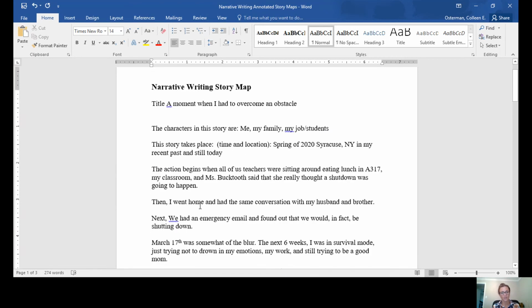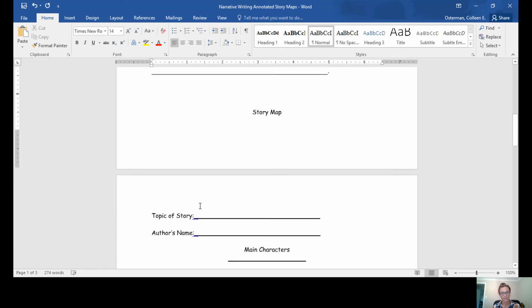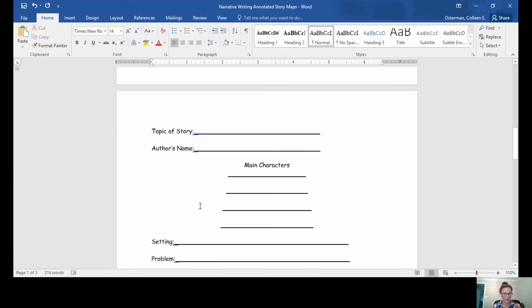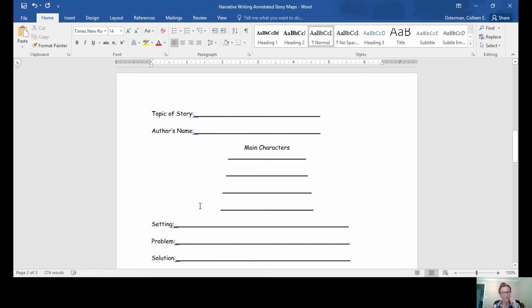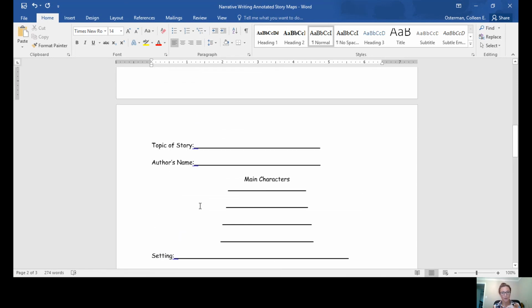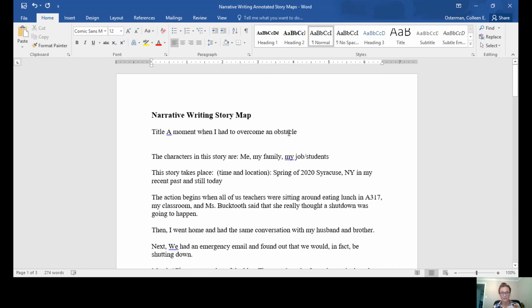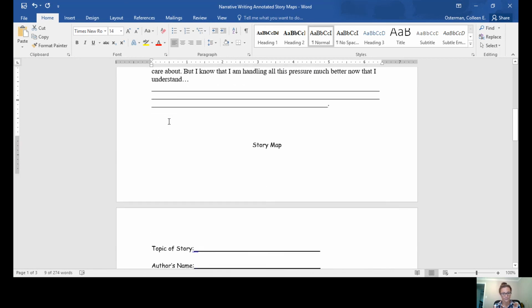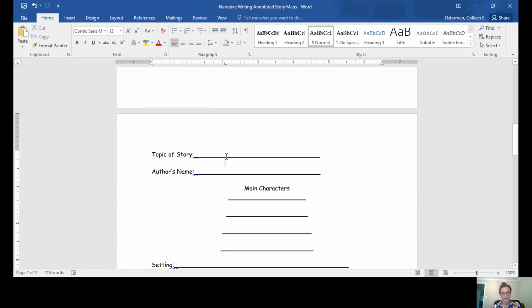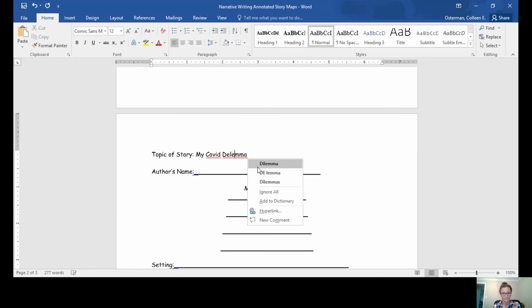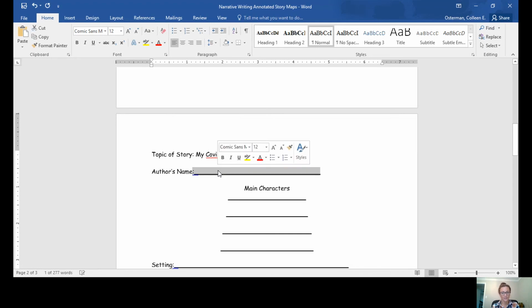Okay, so I just went through, I have an outline. Now, here's another graphic organizer, and I'm just going to take the same information and plug it into here. So here, the topic of the story is a moment when I had to overcome an obstacle. But maybe here I'll say COVID dilemma. So that's what I'm going to call my story. Author's name, Mrs. Osterman.